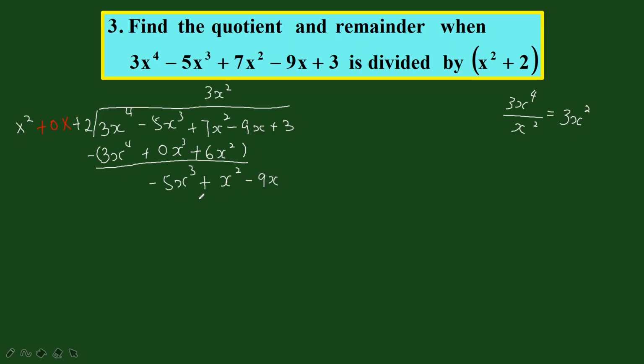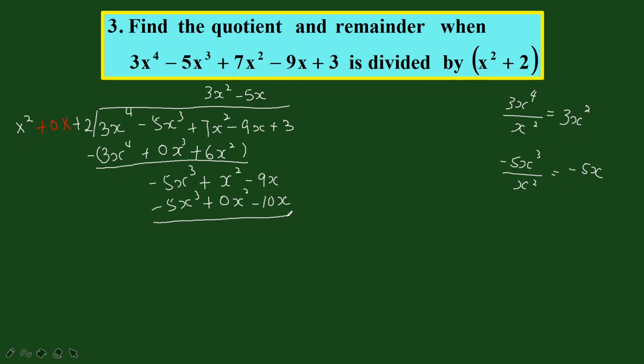Okay, once that is down, then I will take the minus 5x cubed and divide it with x squared again. So that will give me negative 5x. So I'm going to take this negative 5x and put it right on top of the place of negative 9x. So I have negative 5x written there. So I'm going to take the whole negative 5x multiplied by x squared, so I will have negative 5x cubed. Then I will take negative 5 multiplied by 0 and I will get plus 0x squared. And negative 5x multiplied by 2, I will have minus 10x.